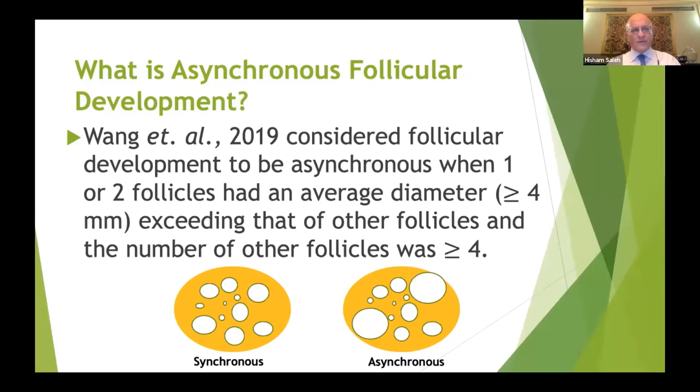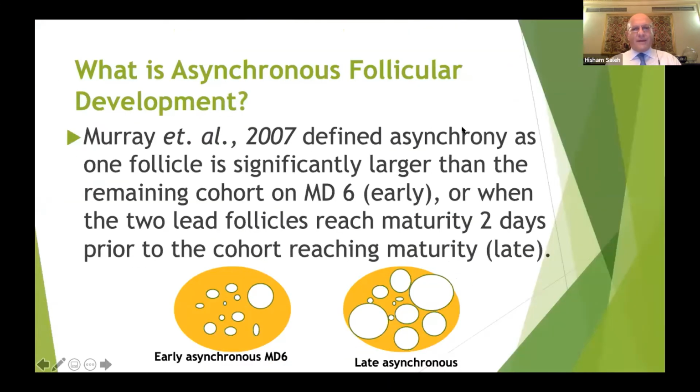So when the difference between the stage of development of the leading follicles, the larger follicles, and the smaller cohort is more than 2 days, this is asynchrony. Murray et al. defined asynchrony as one follicle significantly larger than the remaining cohort on menstrual day 6, where he could define the way to know asynchrony early in the follicular phase, or when 2 lead follicles reach maturity 2 days prior to the cohort reaching maturity.